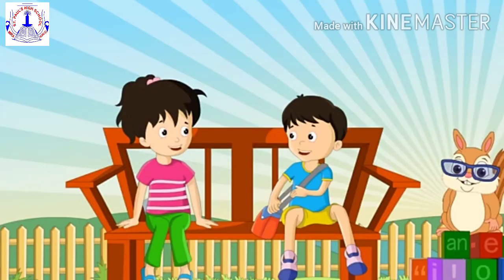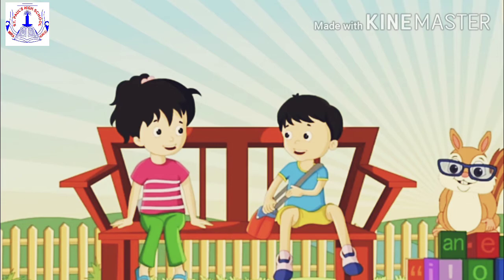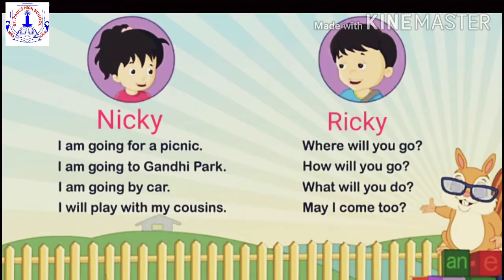Children, you all like to discuss many things with your friends, right? Similarly, here also there are 2 friends, Nikki and Ricky, who would like to discuss something. So let us see what they are discussing. Nikki is telling Ricky about a picnic. Ricky is asking Nikki about the picnic. Let us read the following sentences carefully.